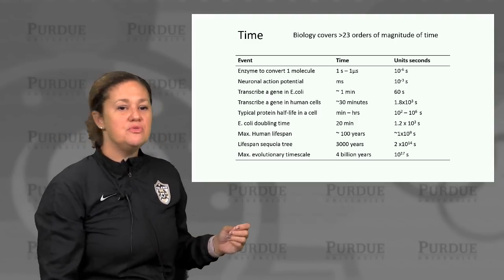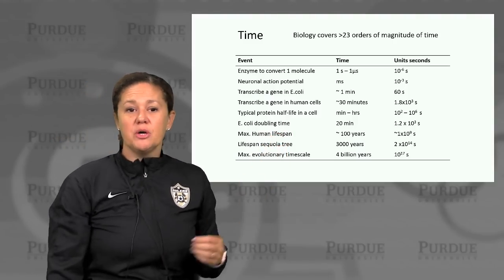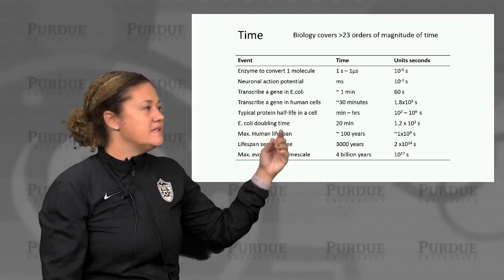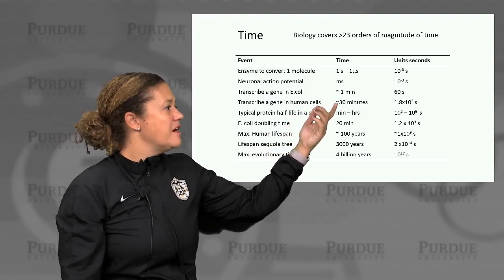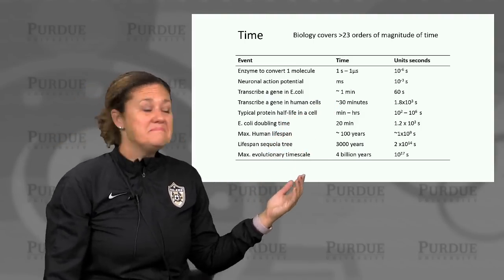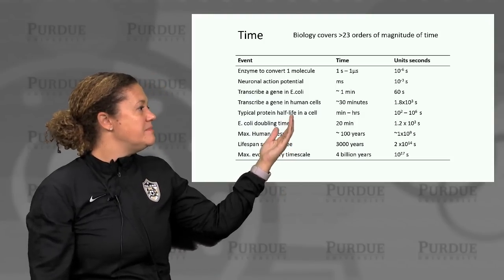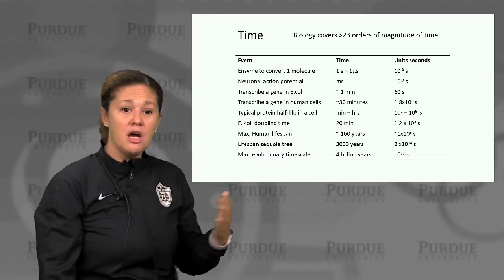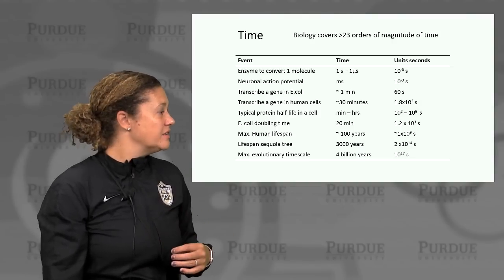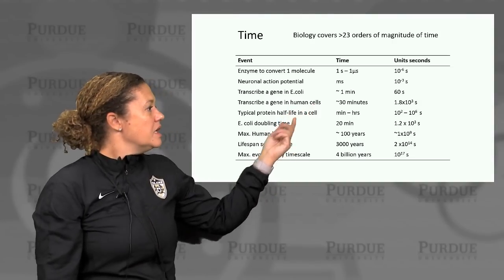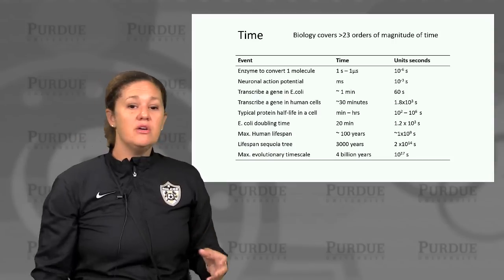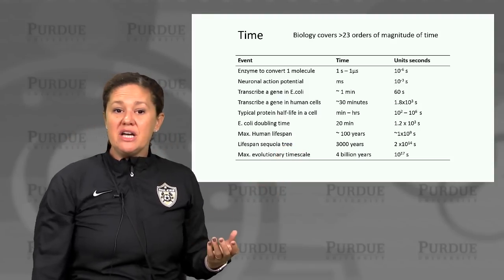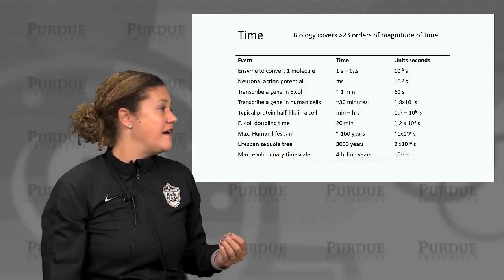Okay. The time to transcribe a gene is different for prokaryotes and eukaryotes. In E. coli, a prokaryote cell, the time to transcribe a gene can be on the order of about minutes, right? To transcribe a gene in human cells is more on the order of 30 minutes. It's typically longer, and we'll talk more about that in a later video. The typical protein half-life in a cell can also range, generally from minutes to hours. mRNA typically has a shorter half-time.